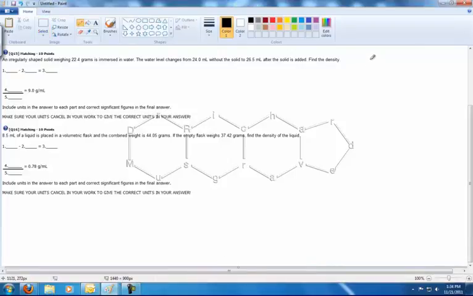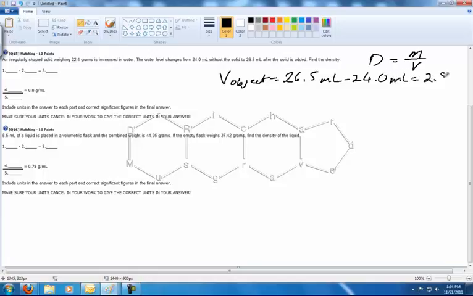Alright, so we're looking for density here. We know that density is equal to mass divided by volume. We have the mass here is 22.4 grams, and the volume we're going to get by subtraction. So we know that the volume of the object is going to be whatever the initial volume in the graduated cylinder was, subtracted from the final volume, which was 26.5 milliliters. So the volume of the object is going to be 26.5 mils minus 24.0 mils, and that's going to be 2.5 milliliters.